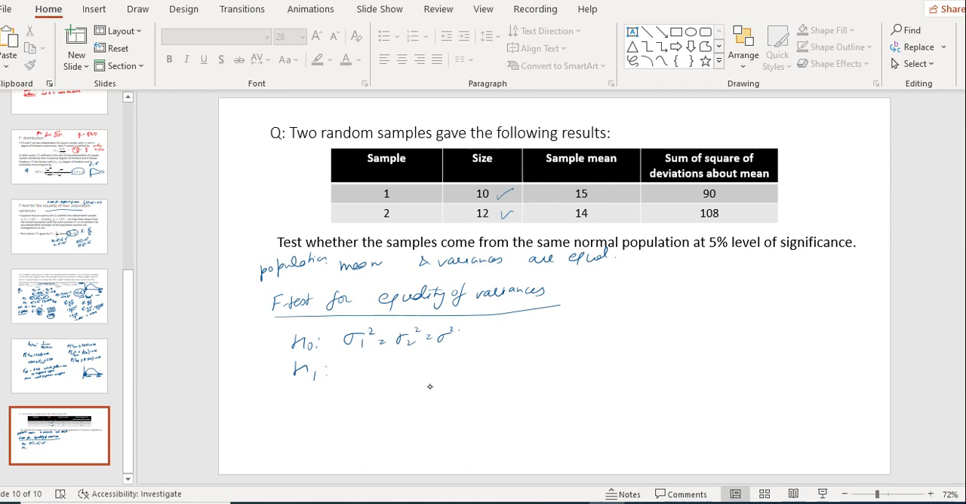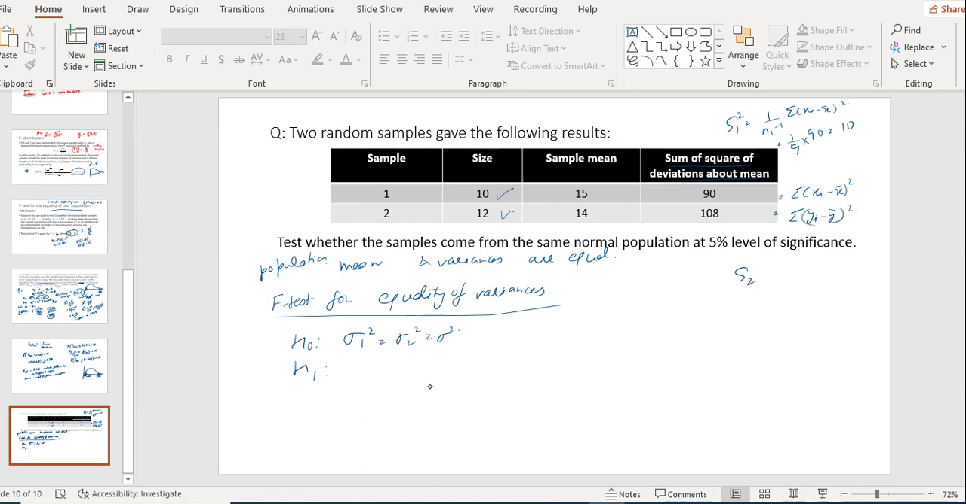Okay, so we are given the sum of squares, meaning we are given summation xi minus x bar square, and here we are given summation yi minus y bar square. We are given only the sum of squares of deviations about the mean. So in this case I can directly calculate capital S1 square. Capital S1 square is 1 upon n1 minus 1 times summation xi minus x bar square. So this is equal to 1 upon 9 into 90. So its value is 10.